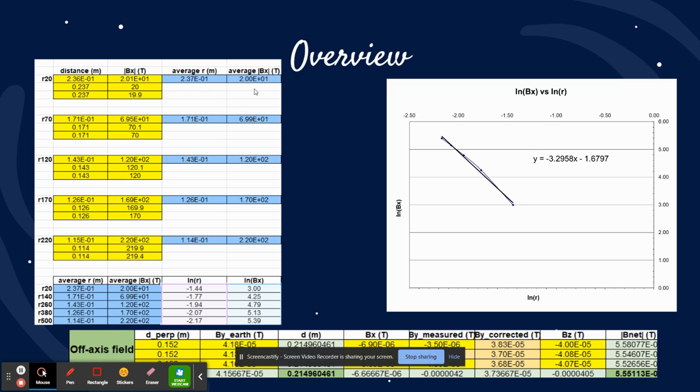Here is our Excel spreadsheet with all our data points and the graph created from those data points. We also had to concern ourselves with the magnetic field of Earth in our net magnetic field for the off-axis field. We did see in the distance dependence part for the x component of the magnetic field that being closer to the magnet resulted in a higher magnetic field, while being further away resulted in a lower magnetic field.